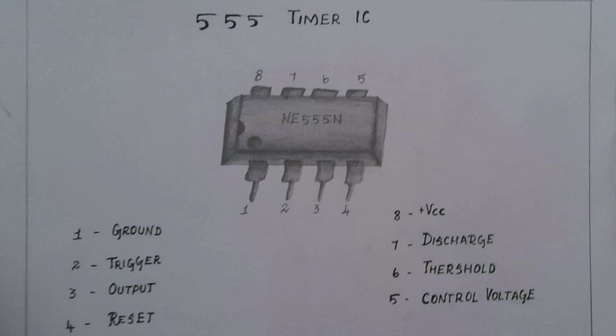Pin 5 is control voltage terminal. The threshold and trigger levels are controlled using this pin, and external voltage applied to this pin can also be used to modulate the output waveform.